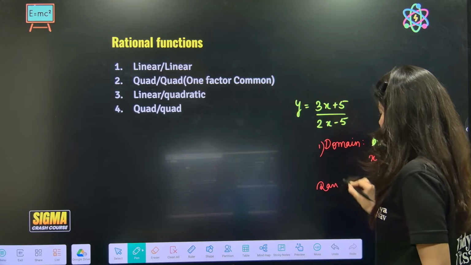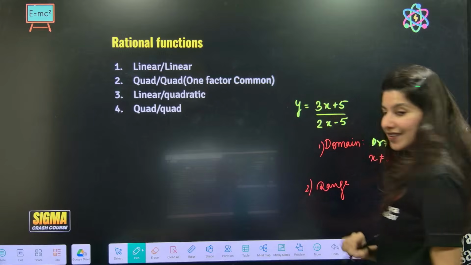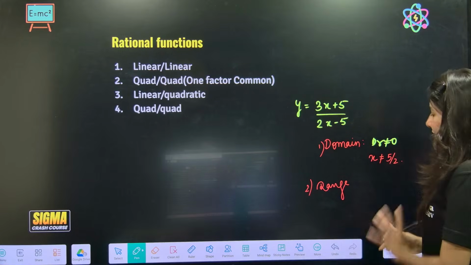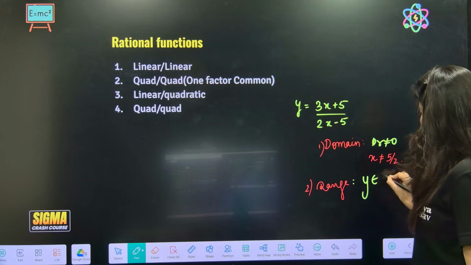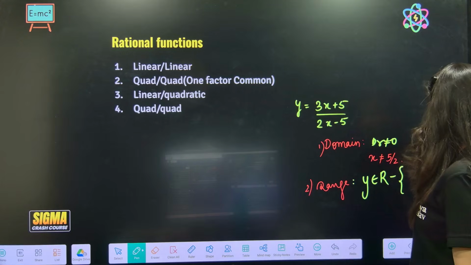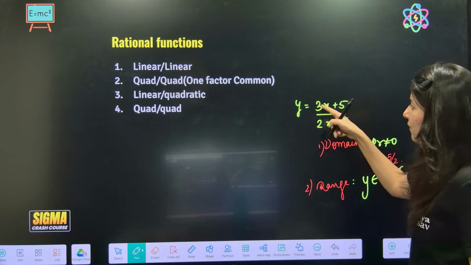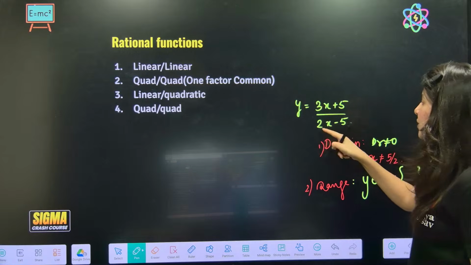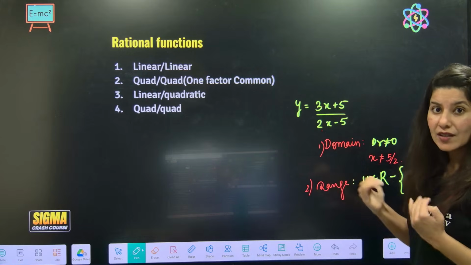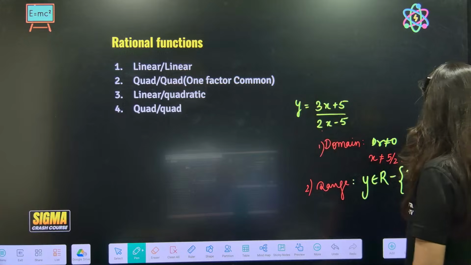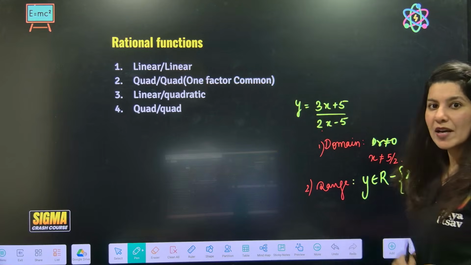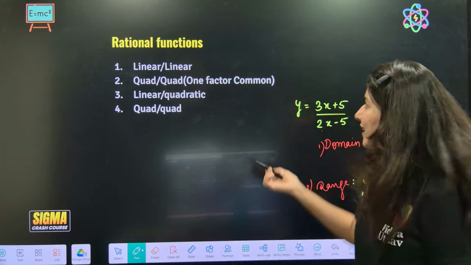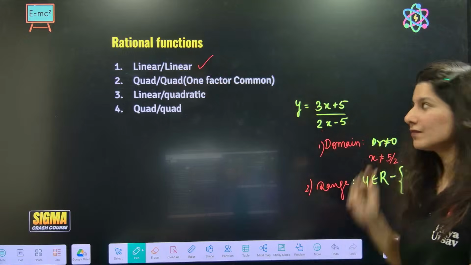And to calculate the range, we have a ninja technique. Ready for it? So the range is: y belongs to everything except the coefficient of x in the numerator upon the coefficient of x in the denominator. So 3/2. Just remove that 3/2, and the range will have all the other values. Linear by linear, sorted.